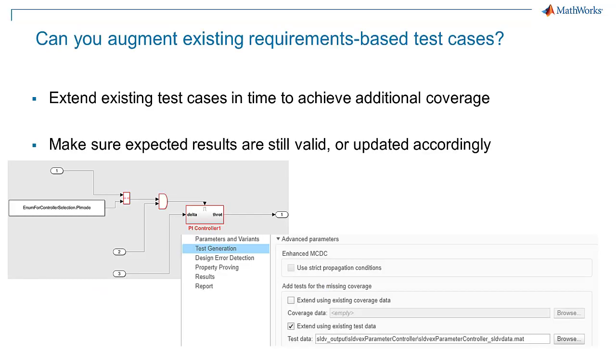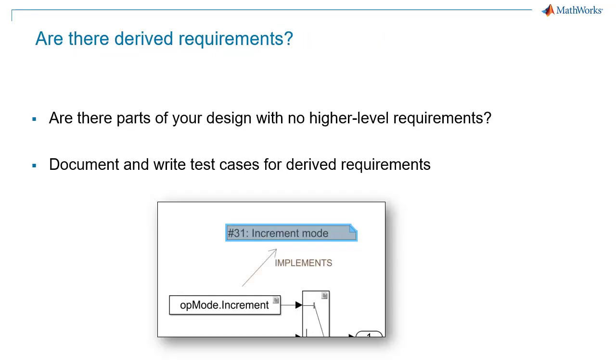Second, look for opportunities to augment your existing requirements-based test cases. Make sure to update the expected results if necessary, and be sure the traceability to requirements is valid. Third, the uncovered objective may be the result of a derived requirement. A derived requirement in this case is a part of your design which is not the direct result of a higher level requirement. A best practice is to document and write test cases for these derived requirements.